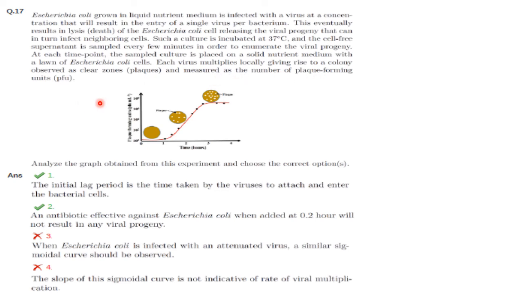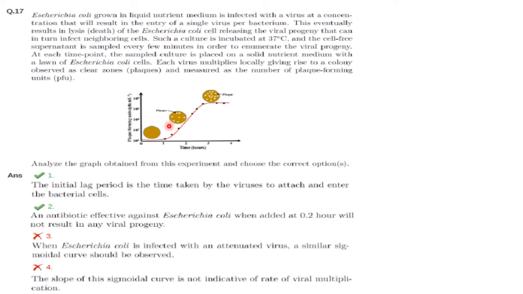So here Escherichia coli is grown in liquid nutrient medium and is infected with virus at concentrations that will allow the entry of a single virus per bacterium. So the virus is infecting Escherichia coli, and this eventually leads to lysis or death of Escherichia coli, releasing the viral progeny. This culture is incubated at 37 degrees Celsius and the cell-free supernatant is sampled every few minutes in order to enumerate the viral progeny.